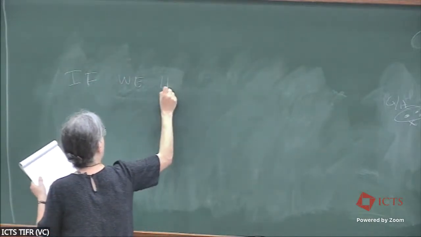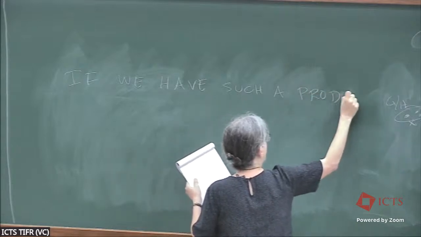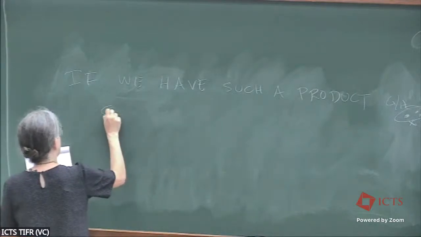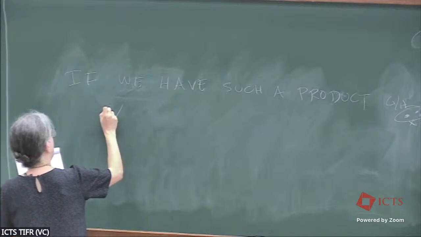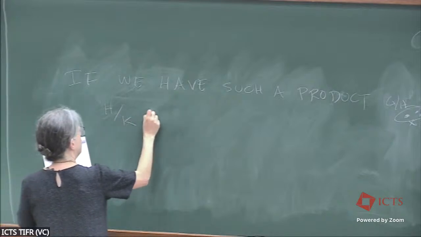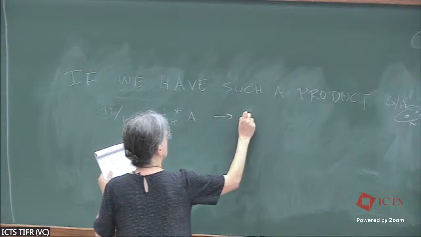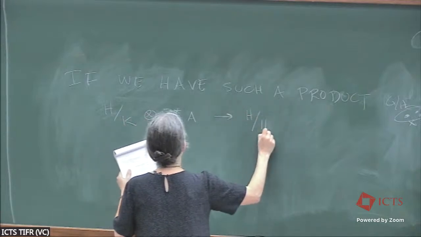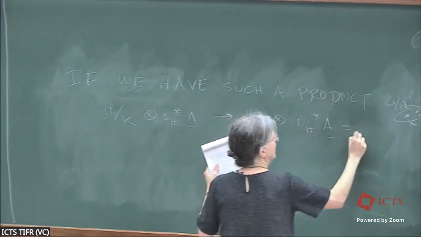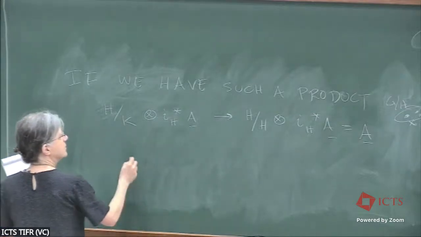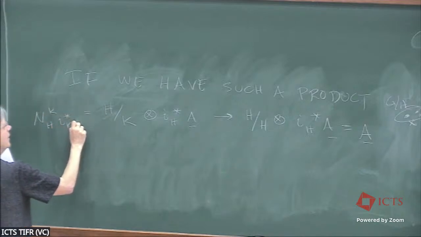If we have such a product from G, from H over K tensor I_H star A into H over H tensor I_H star A. And that's just a fancy way of saying A. And this, we know what that is. This is N_K^H i_K^* A.